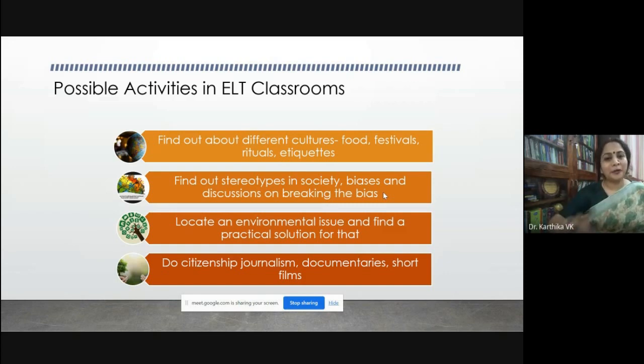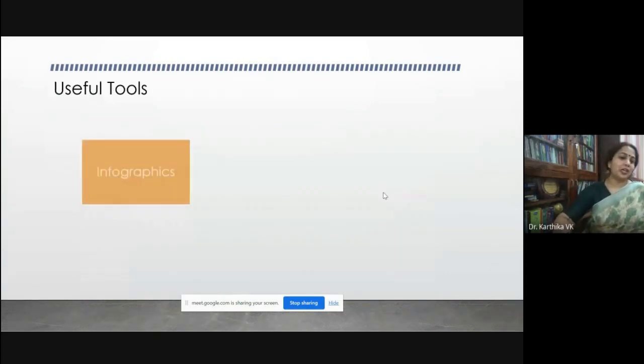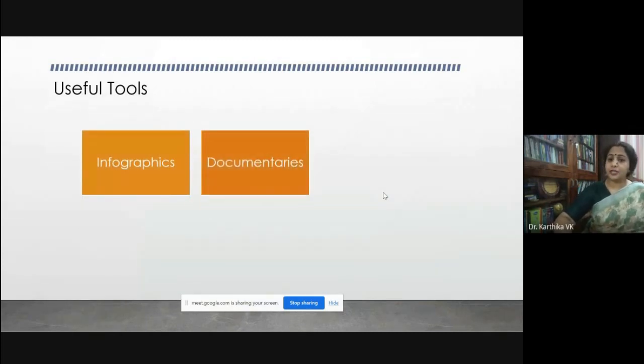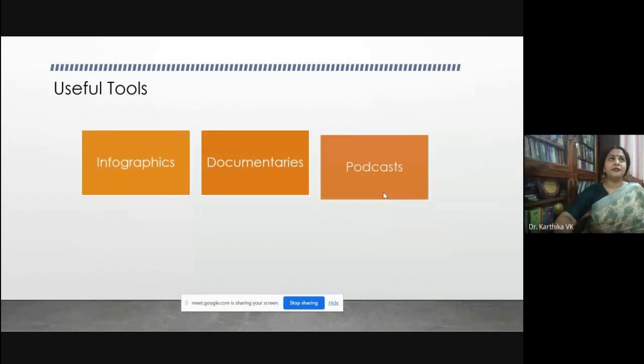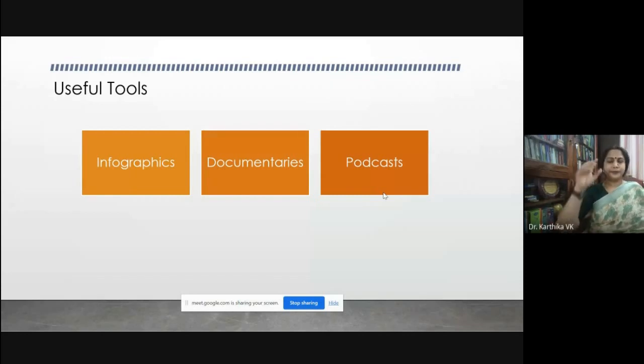I'm not talking about a ghetto, I'm talking about the reality of today's language classrooms. Infographics are very useful, documentaries are very useful, podcasts again, if you can make them listen to it. And documentaries, if you can actually make them watch it inside the classroom, that will be better. Because if you flip the classroom with these things, it only goes with the privileged students, like technologically sound students. Otherwise there could be some problems.